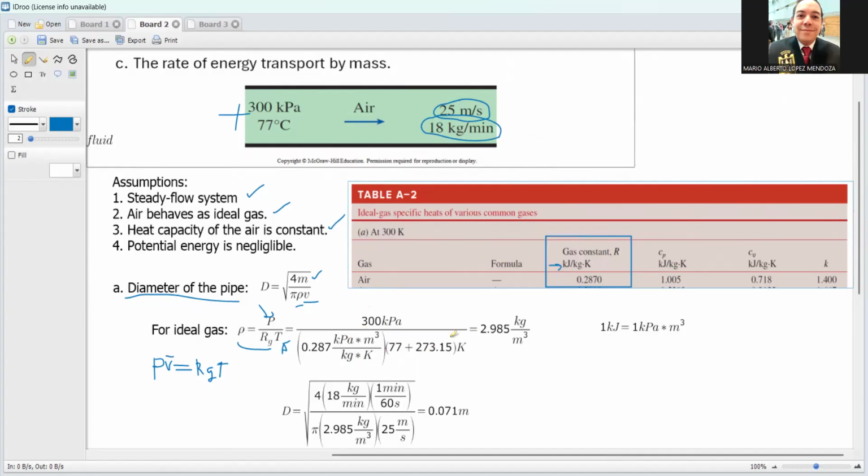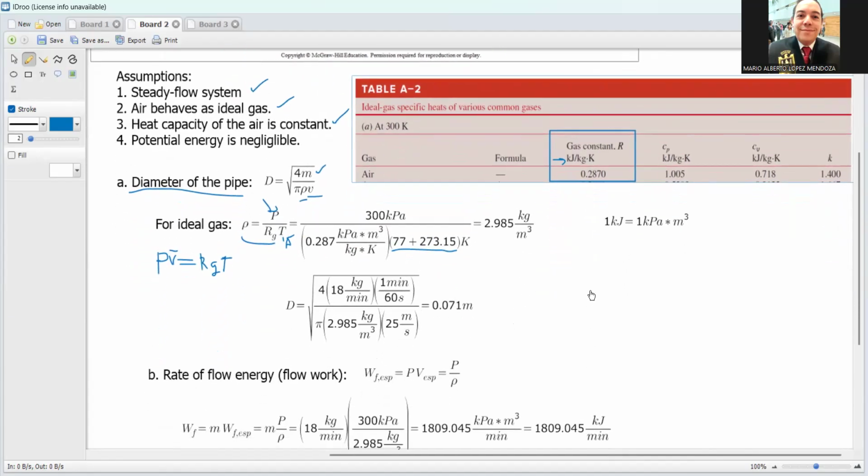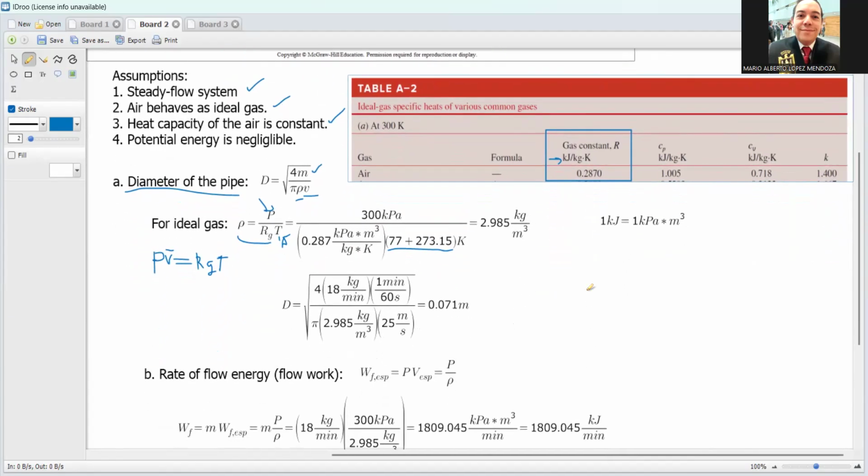So we substitute the value. Remember that this temperature must be absolute, so we need to convert degrees Celsius to Kelvin. The result, if I haven't committed a mistake, is 2.985 kilograms per cubic meter. Now we can use this density in order to estimate the diameter of the pipe.